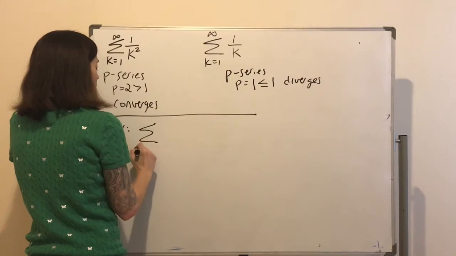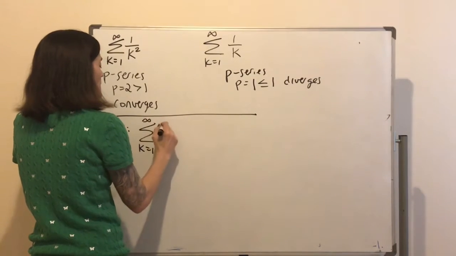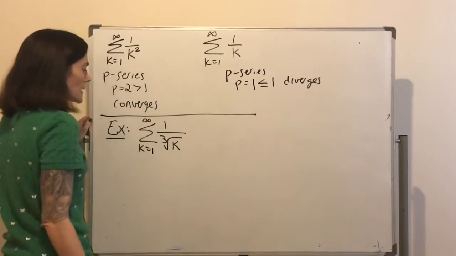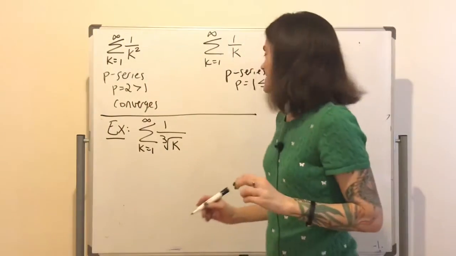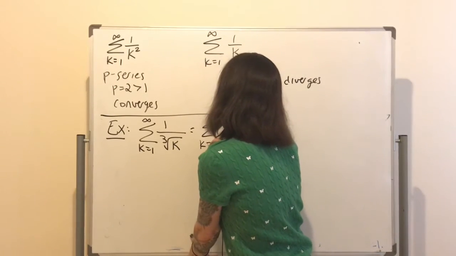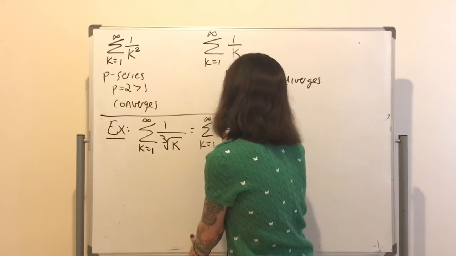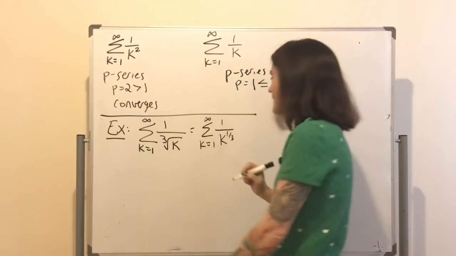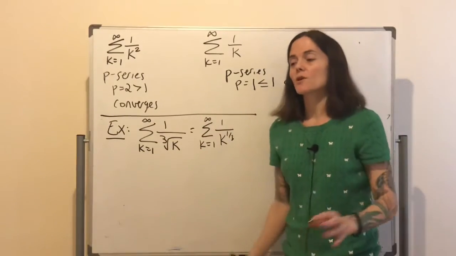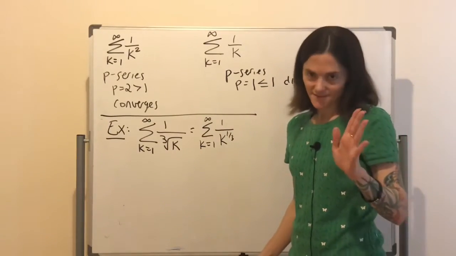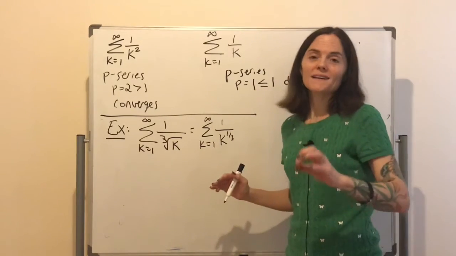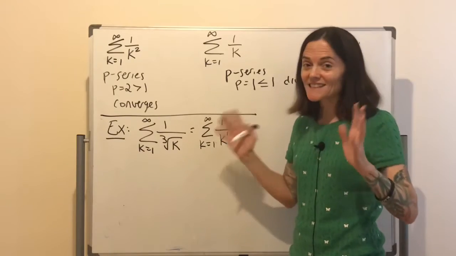Let's look at the sum, k equals 1 to infinity of 1 over, let's say, the cube root of k. Okay, this is a P-series. And why is it a P-series? Well, it's a sum, k equals 1 to infinity of 1 over k to the 1/3. Now, if you're handed this on a quiz, exam, whatever, you can just quote the P-series test. You can just say P is 1/3, less than or equal to 1, the P-series diverges.